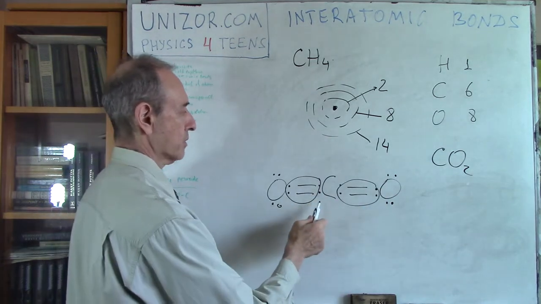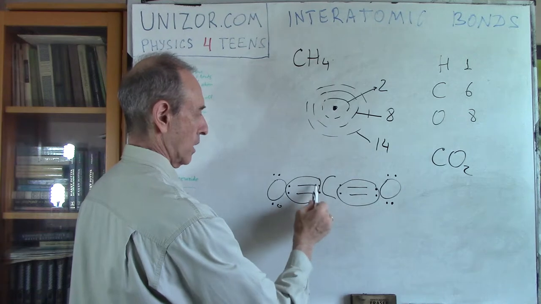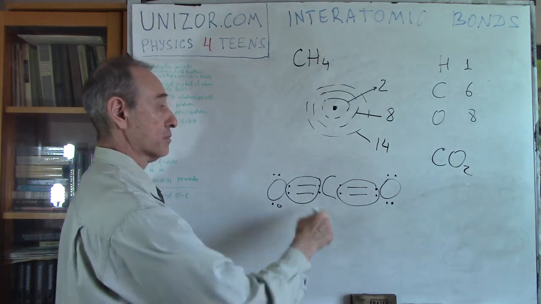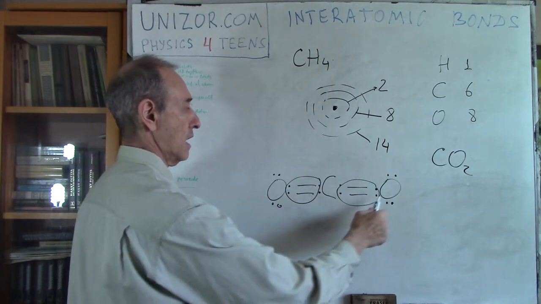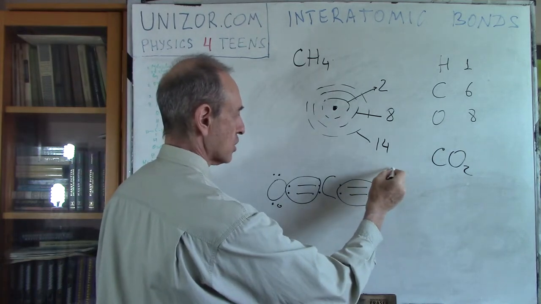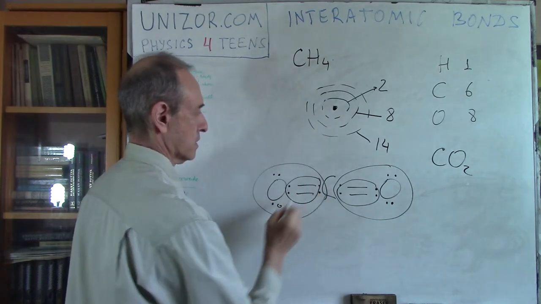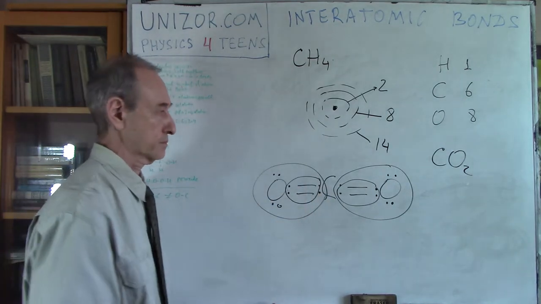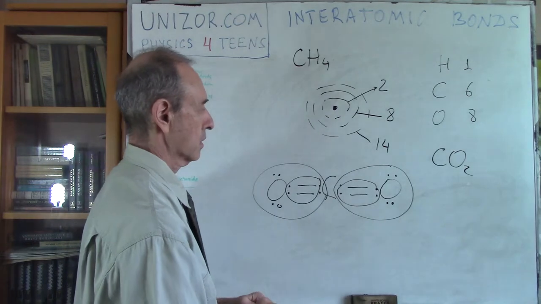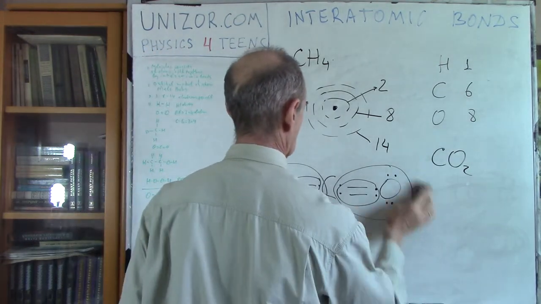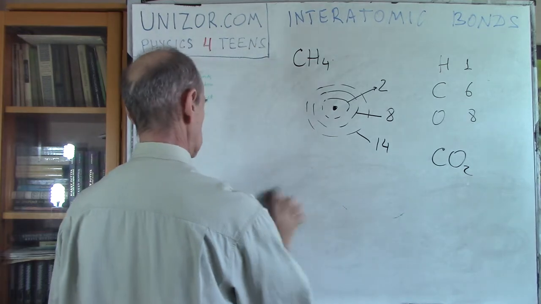Now carbon has 8: 1, 2, 1, 2, 1, 2, 1, 2. It has 8 on the outer orbit because these are shared electrons, and each oxygen has 8. This one and this one. All right? So that's how we have CO2. Carbon dioxide.